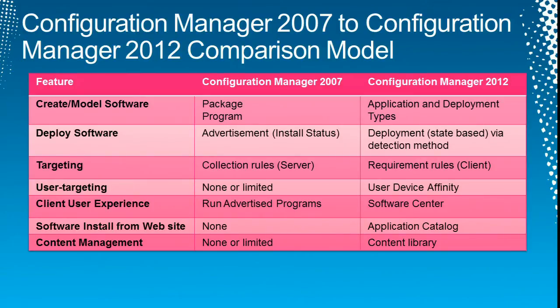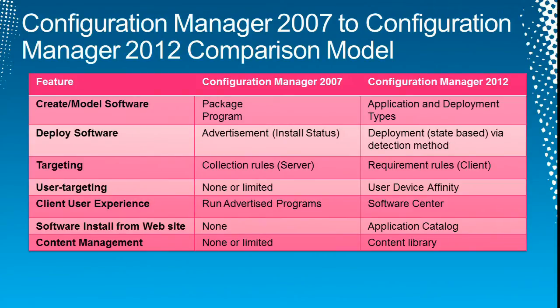Advertisements, we don't have advertisements anymore. You do the same thing, we just now call them deployments. What you know as an advertisement is a deployment. You know optional and mandatory advertisements. Optional is now available and mandatory is now required. So what you did was advertise a program from a package that's mandatory; you now deploy an application that's required. You created an optional advertisement; it's now an available deployment. Same end result, just different technology.